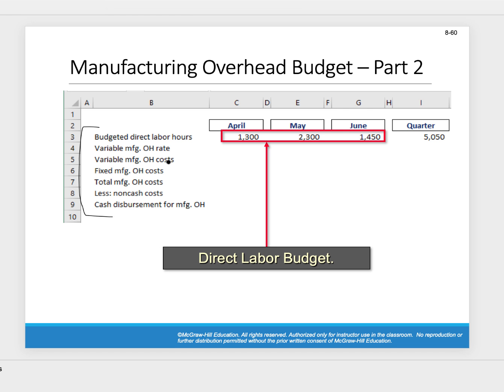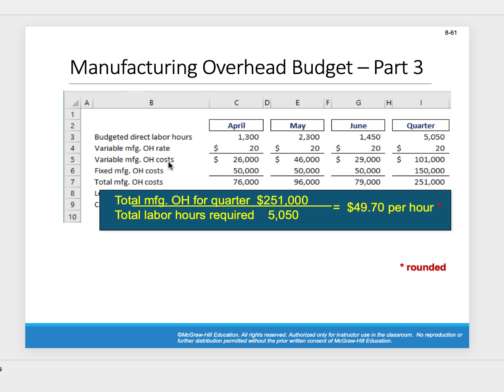Okay? We start off with the budgeted hours from the direct labor budget, and to that we add our variable manufacturing overhead rate, which is $20 per direct labor hour. Okay, they already told us that in the problem. So we take the budgeted direct labor hours times the variable overhead rate. We get the total variable overhead cost of $26,000. We then add our fixed costs. So we get $76,000 in manufacturing overhead costs.